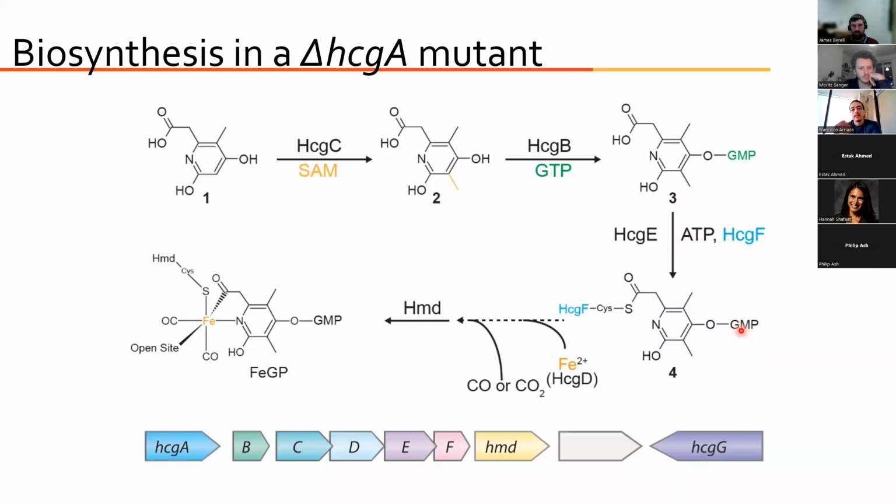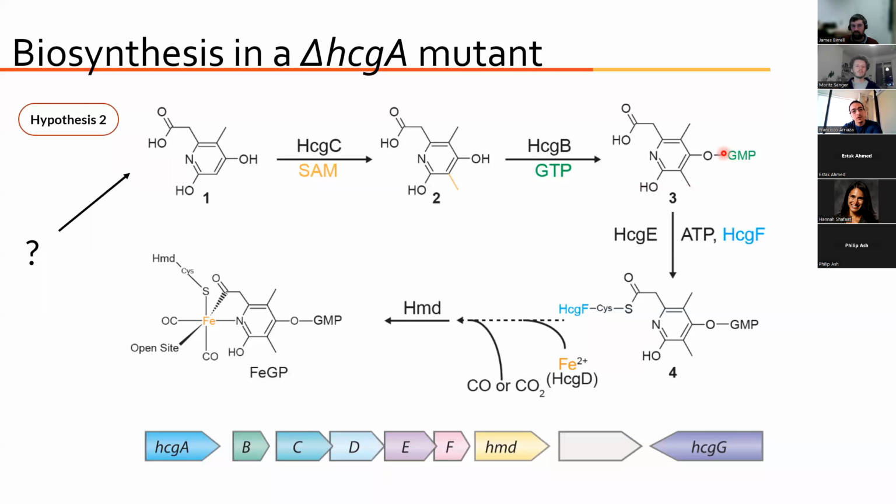So what would happen then in an hcgA-lacking strain? We had 2 working hypotheses. One, which is derived from the similarities to HydE and HydG, is that this enzyme may be involved in the last step, maybe the iron center or the CO formation. So a deletion of hcgA would create a roadblock in this position and would not produce any iron-guanylylpyridinol cofactor. And if this hypothesis were true, we could not recover any cofactor by feeding any previous intermediate.